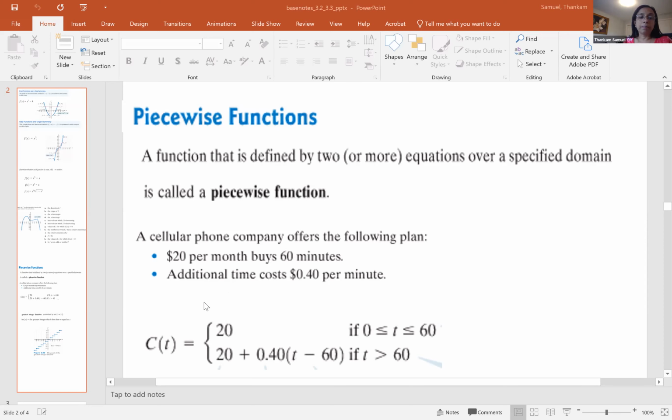Then based on the second statement, additional time costs 40 cents per minute. So the base price 20 plus 40 cents for every additional time over 60 minutes. So 20 plus 0.40 times t minus 60 if t is greater than 60.